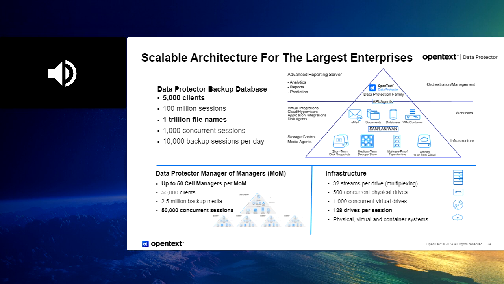In terms of infrastructure, we can use what's called multiplexing, where we're able to send 32 streams. So that's 32 individual backup streams to a single device at any one time. 500 concurrent physical drives. So we can stream to 500 drives at any one time, each of them with 32 streams. So very, very quick. I mentioned earlier on how we talk about things slowing down. We're able to mitigate that by sending large amounts of data to multiple physical drives.